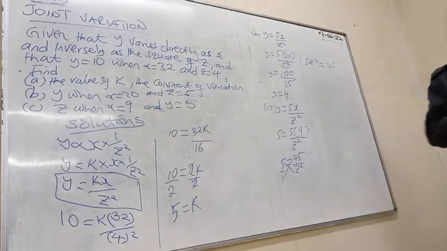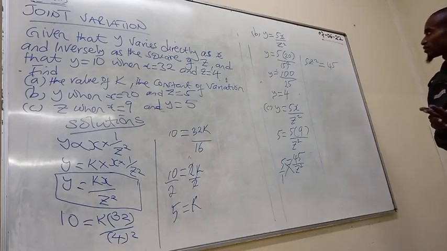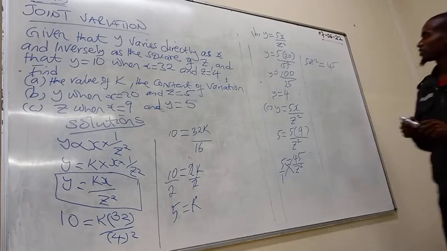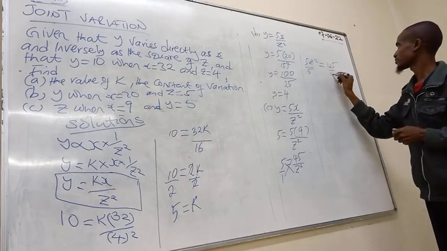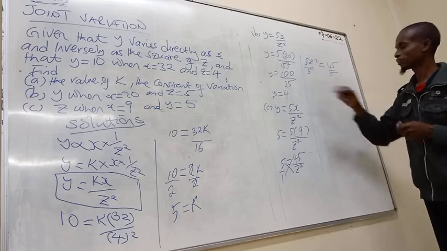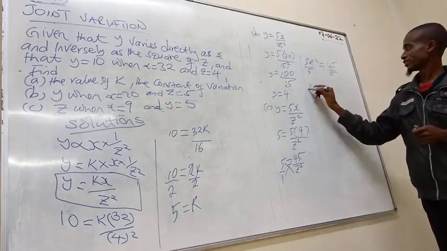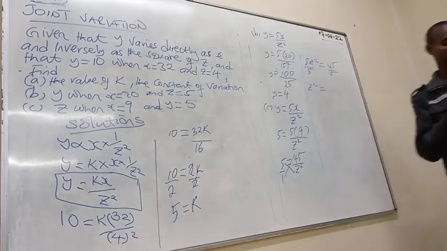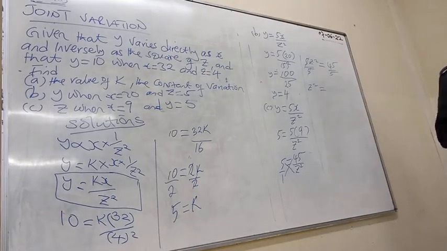We need to have z squared remaining alone. So we divide by 5 on both sides. This one and this one divide, then z squared remains. 45 divided by 5 is 9.